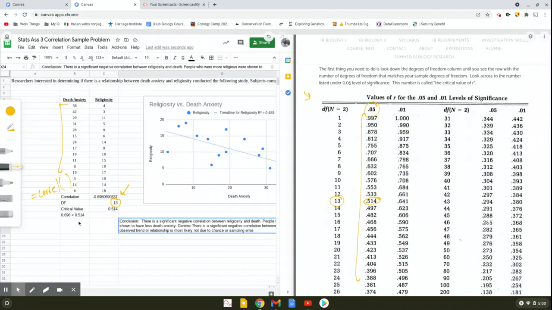0.514. And then we see that our correlation value is greater than this. Actually, our correlation value is even greater than this critical value, so we land somewhere over here. And that means that there is a significant correlation. There's a statistically significant correlation between the two. So the correlation is still going to be done the same way as before.